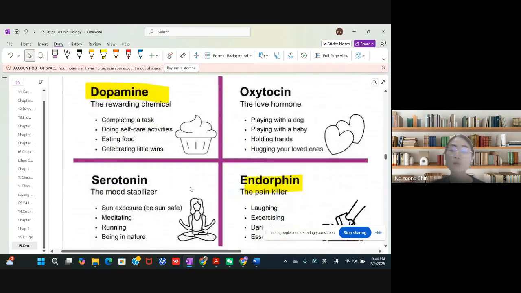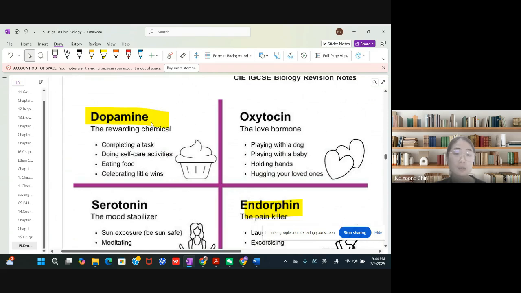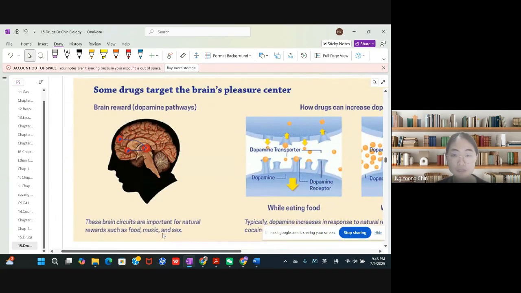Okay, another thing I want to talk about is dopamine, 多巴胺. I think you heard about it before, right? Dopamine and endorphin are different neurotransmitters, but they both bring you a very positive feeling, make you feel happy, satisfied, and rewarded. Dopamine is a rewarding chemical. It means that whenever you challenge yourself to complete a task, it will give you this kind of hormone, so you feel very happy and satisfied because you're able to complete the task. This is called dopamine.